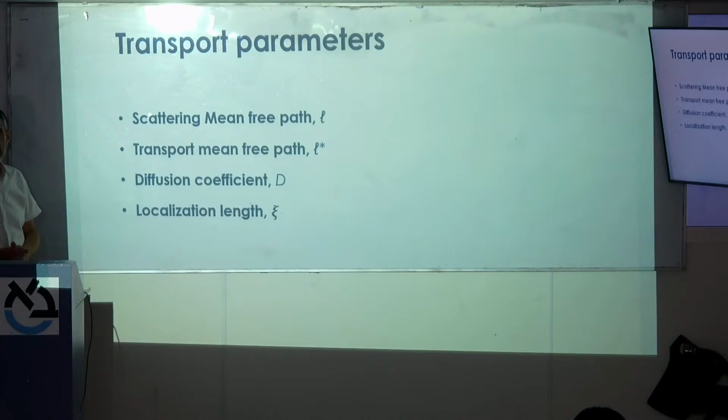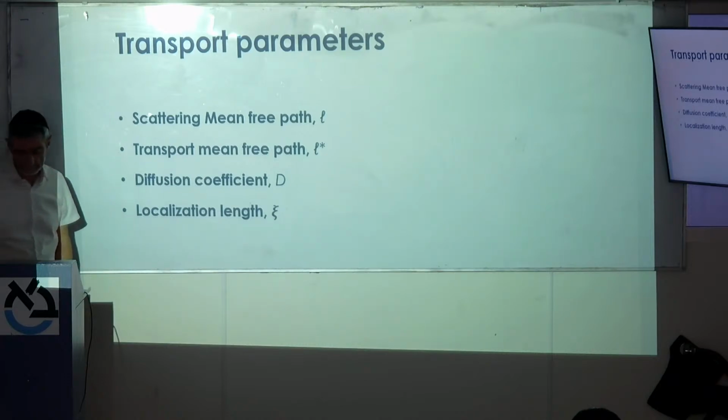There is also another important parameter, which is the index of refraction. This is already a macroscopic parameter of the system, but the scattering will be more described by these quantities.